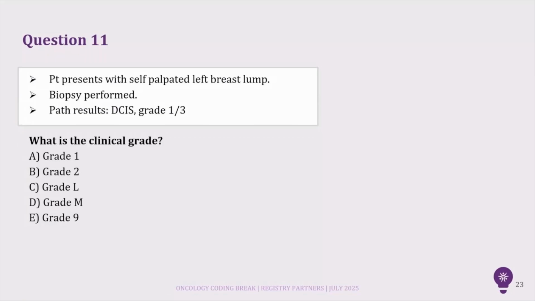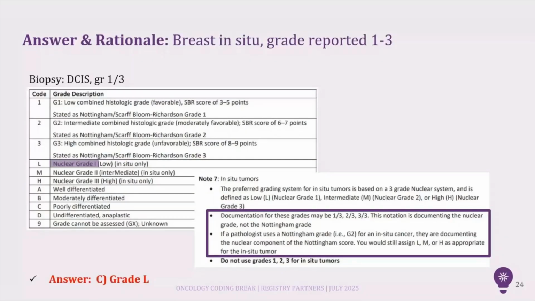Okay, it looks like we're looking at grade L. Great job. So we have a note for breast specific instructions under note 7 for in situ tumors. Documenting for these sometimes will be given as 1 out of 3, 2 out of 3, 3 out of 3, but note that this notation is talking about nuclear grade and not Nottingham grade.